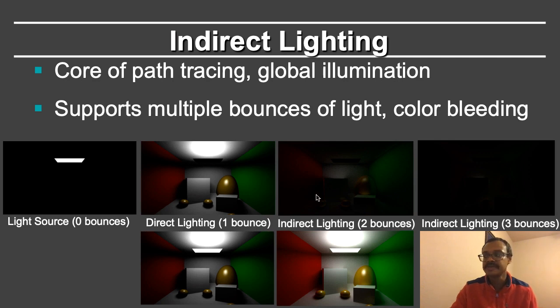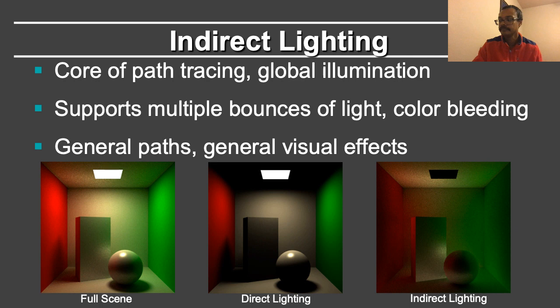Here is the image with indirect lighting where you have 2 bounces, or sometimes we refer to it as 1 bounce indirect. The light from the light source hits one surface, another surface, and then the viewer. Taking indirect lighting into account, you get a brighter image that captures effects such as the interreflections and indirect light on both the red and the green walls. You can also have higher bounces of light, and after some number of bounces, the intensity starts decaying. Our goal is to support general paths and general visual effects.